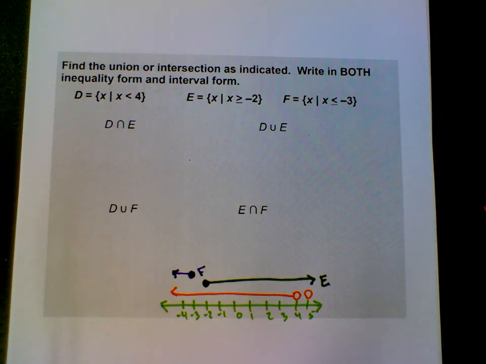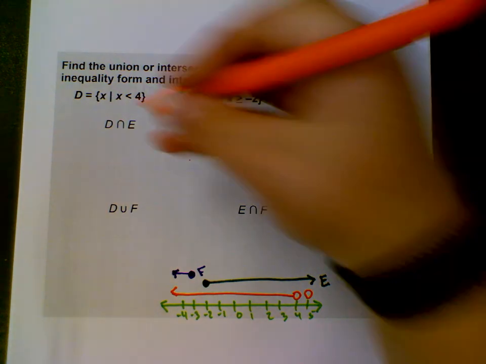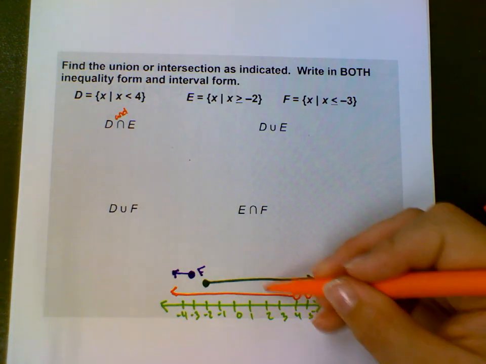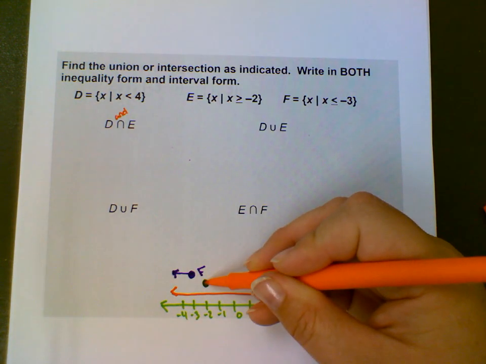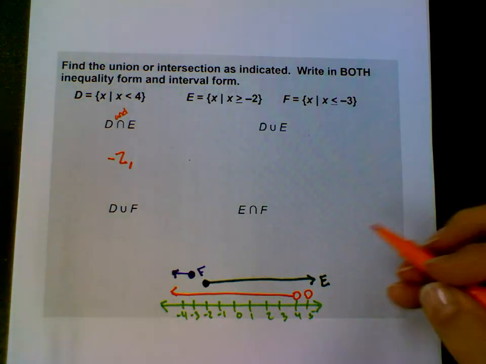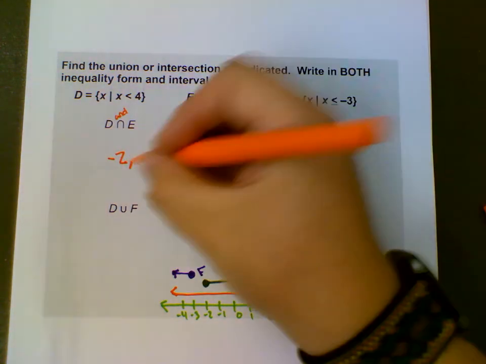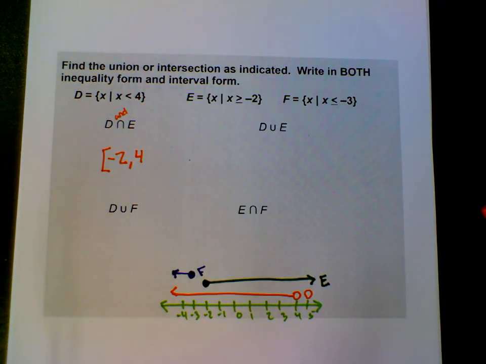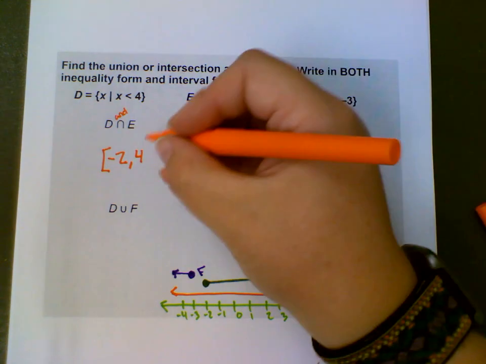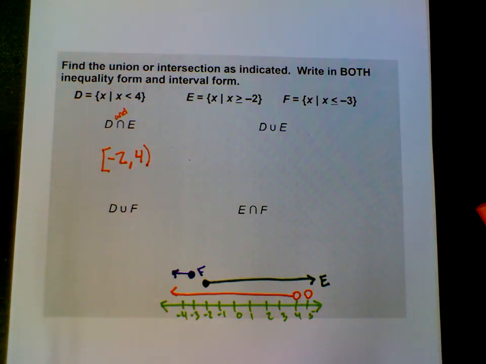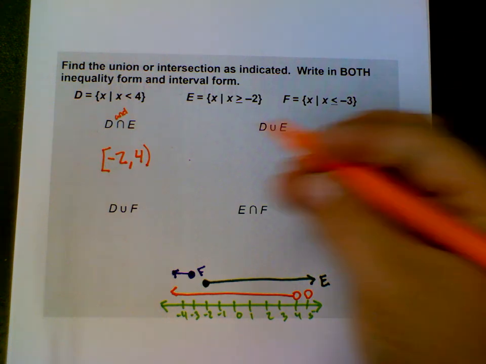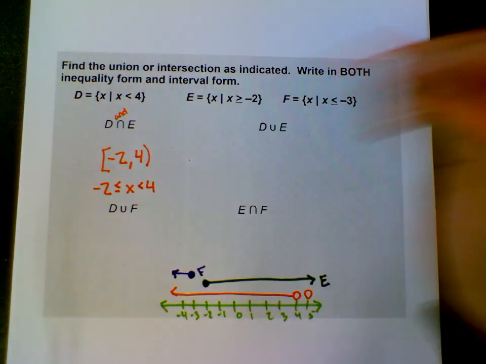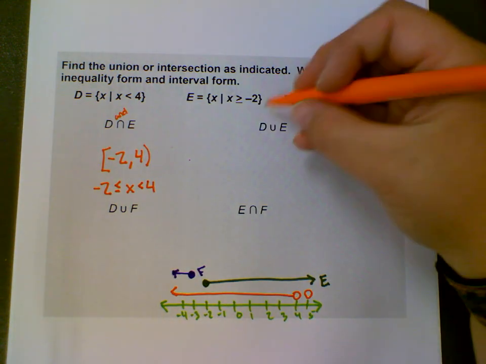All right, so my first problem is asking for D and E. It's an and, remember? So what do D and E have in common? Well, that's everywhere they overlap. They overlap starting at -2, and then they stop overlapping at 4. Now, -2 they both have, so I use a bracket because it's included. 4, only one of them has, so it's not included in the parentheses. Now, if I want to write it in equality also, I put -2 is less than or equal to x is less than 4.